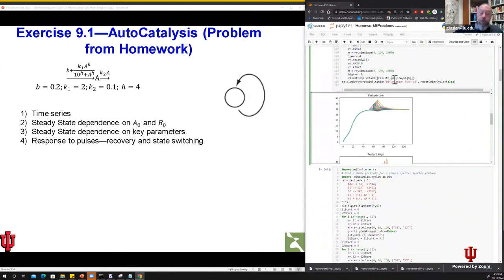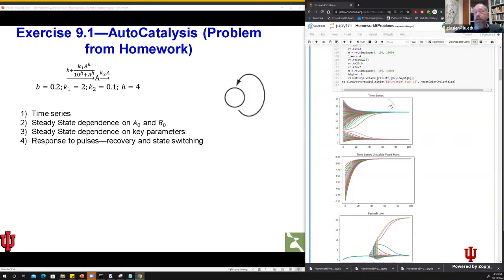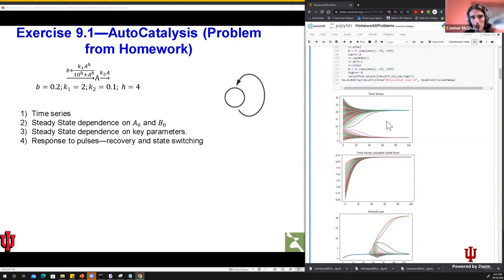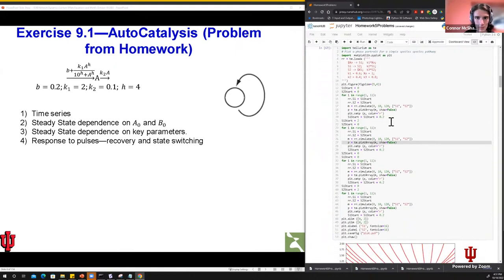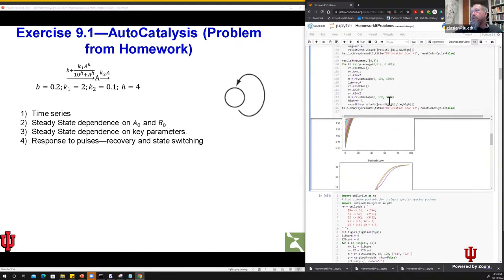All right, so let's come back. Did anybody else find anything interesting? I mean, just the opposite. If you shrink B, the bistable region grows. Okay, so let's try that.